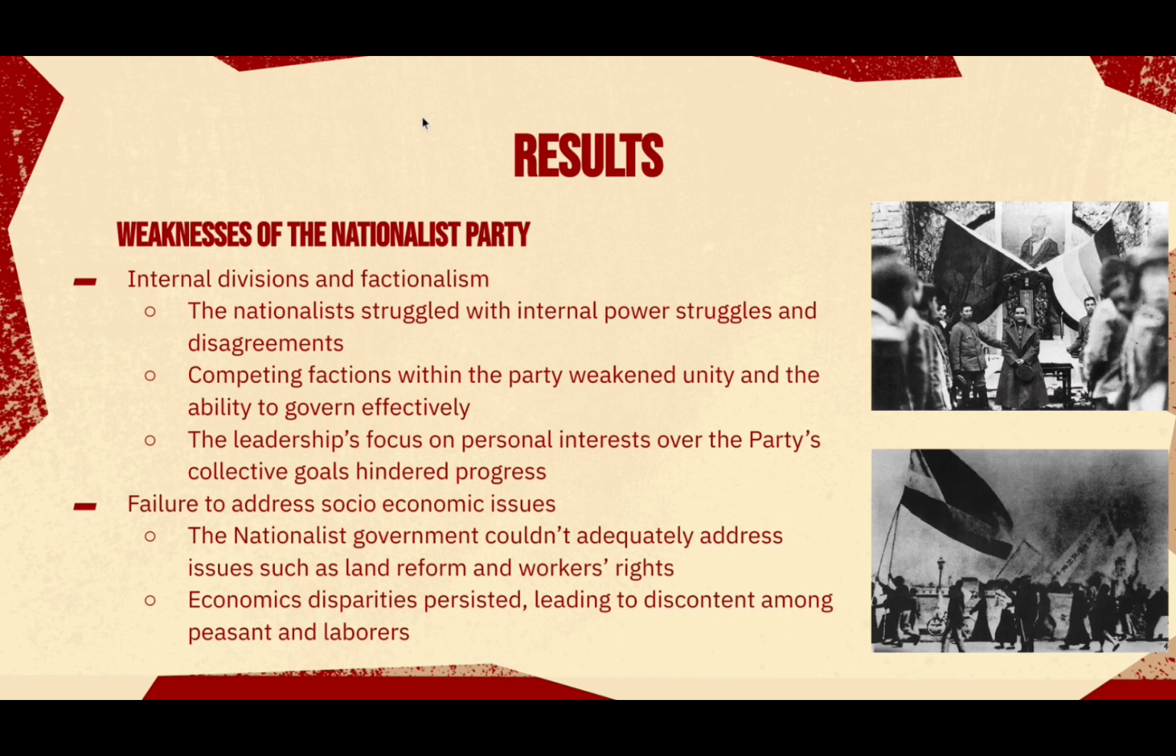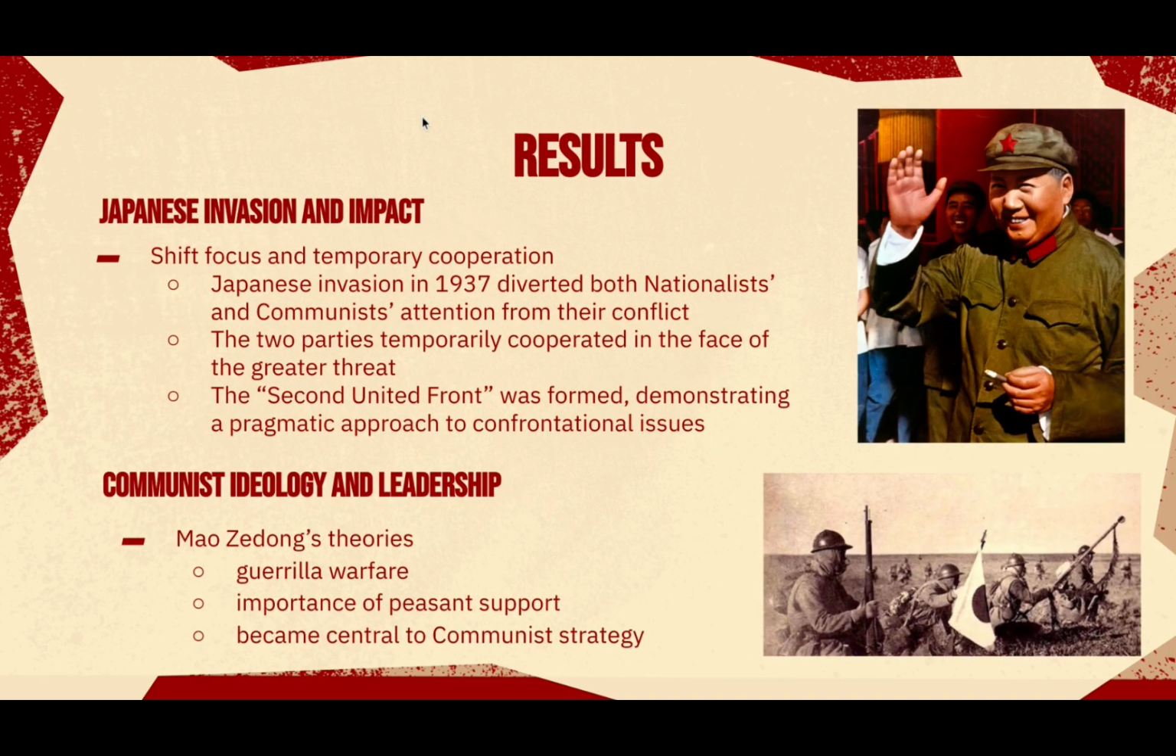And then obviously, since one side is going up, the other side has to go down, especially in the Civil War. The Nationalist Party ended up losing a lot of its power. They're very unorganized. They weren't able to fight back against the Communist Party. And because of that, they ended up losing basically all their power, and the Communist Party basically just took over.